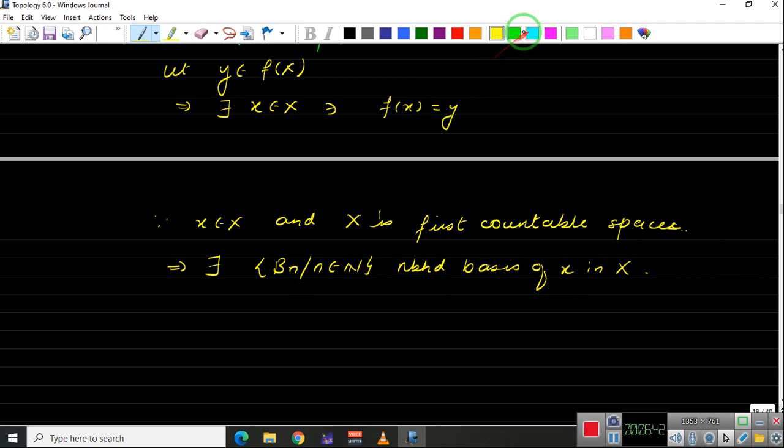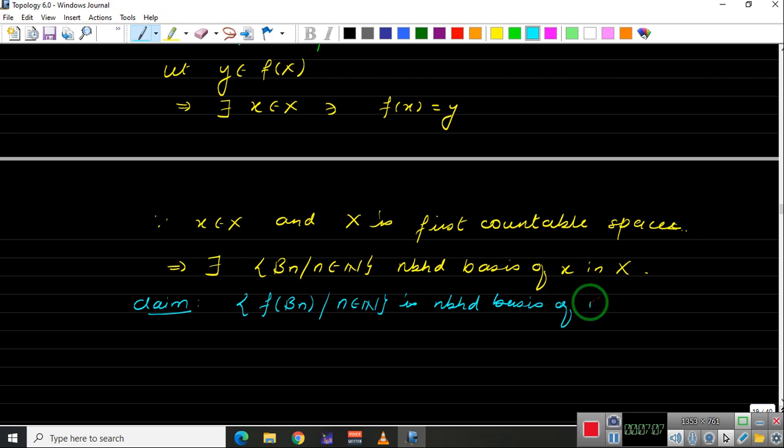Let us claim that the images, that is, f of B_n such that n is in the natural numbers, is a neighborhood basis of f(x), that is, y in f(X). Of course, if this is a surjective function, then f(X) is equal to Y, so in Y.